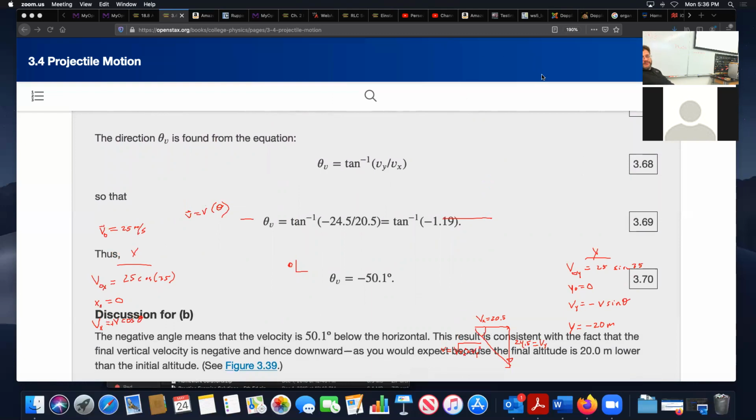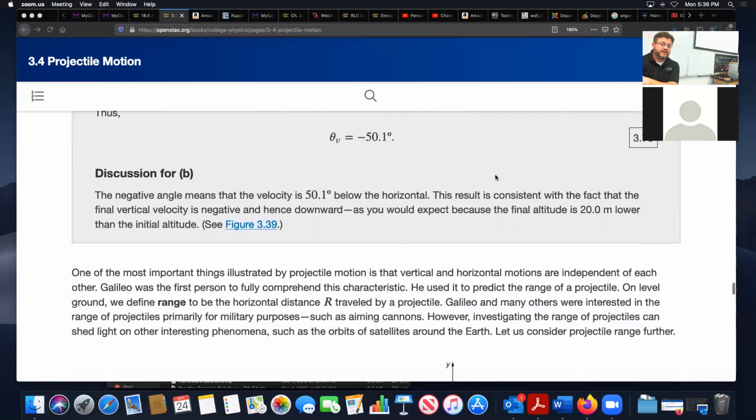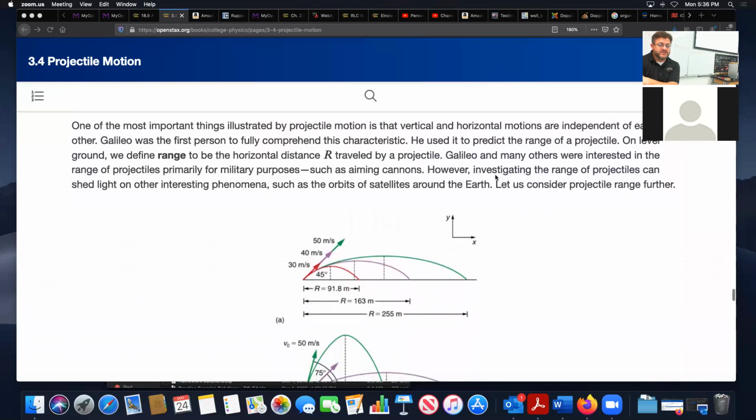So we've actually built a final vector answer for the velocity. We now know the final components of x and y of the final velocity vector using kinematic equations in x and y.